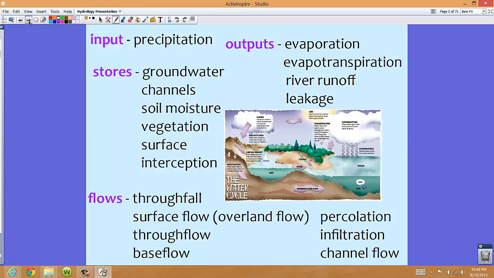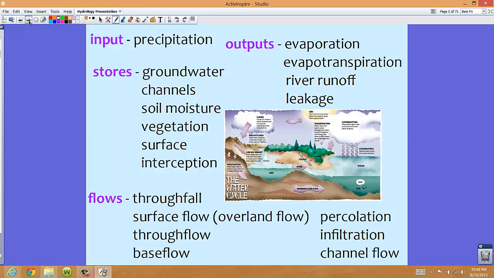Leakage. Now, this might be leakage from, let's say, a lake into the ground, or it could be from the ground up into a lake. So we have different types of leakage. We also have places called stores. Now, this is where we have water that's actually stored either on the surface, on plants, or below the surface. So think of it in terms of a store.